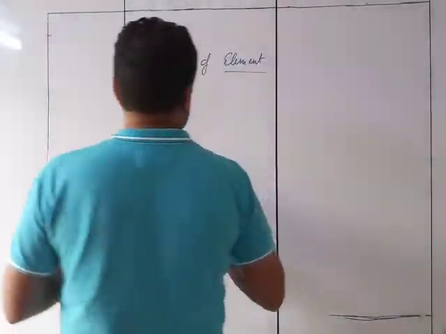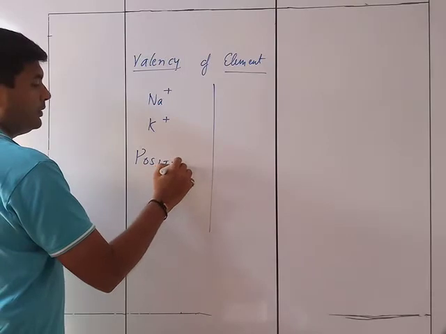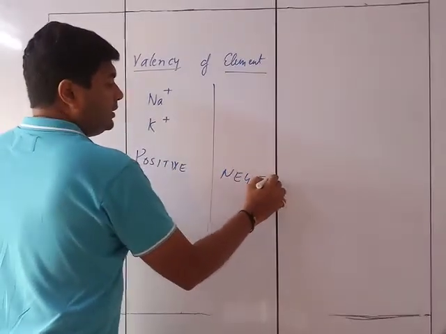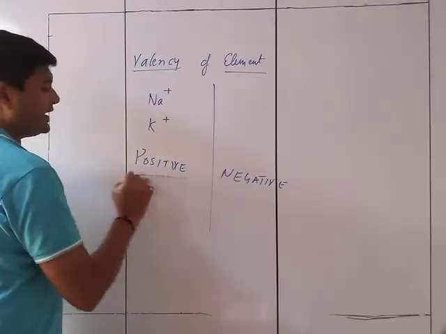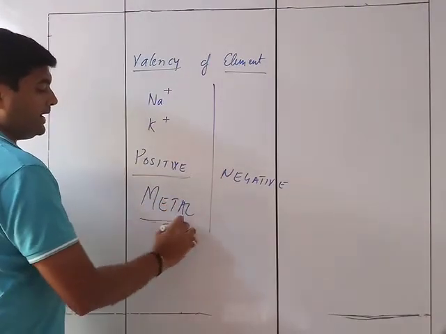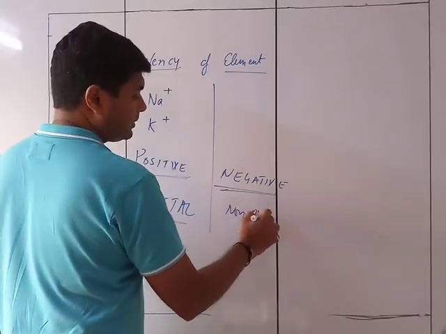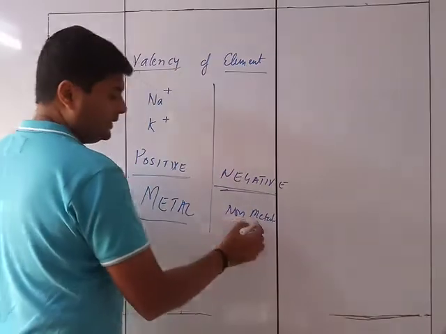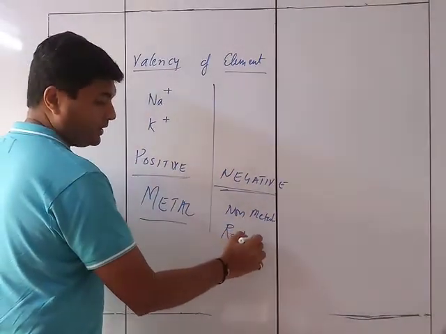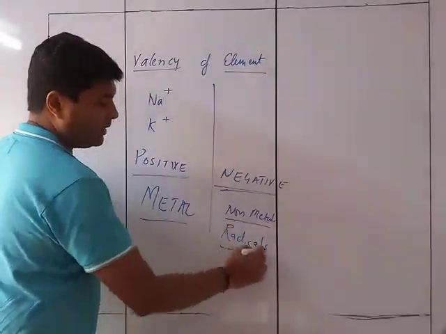So now valency can be of two kinds, of course. We know that one is positive and the other is negative. Of course, the positive ones will be the ones which are metals, and this one will be non-metals. Also, there will be radicals over here. Okay, these will be radicals, which will be non-metals.